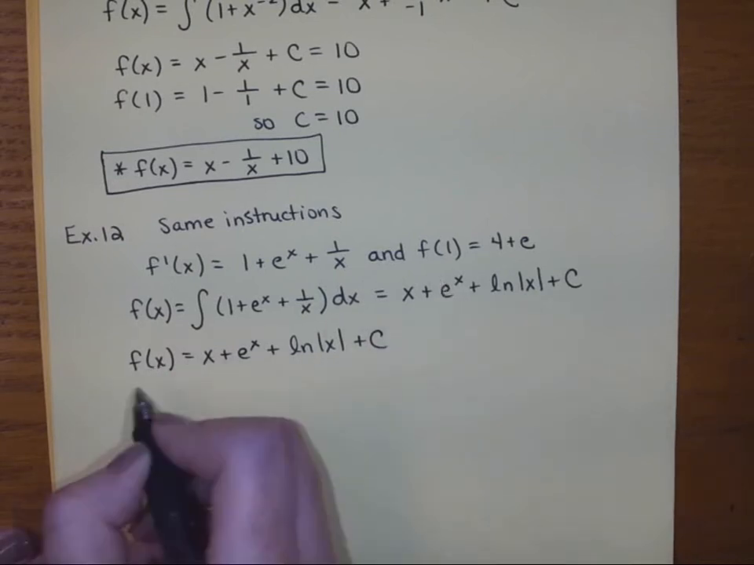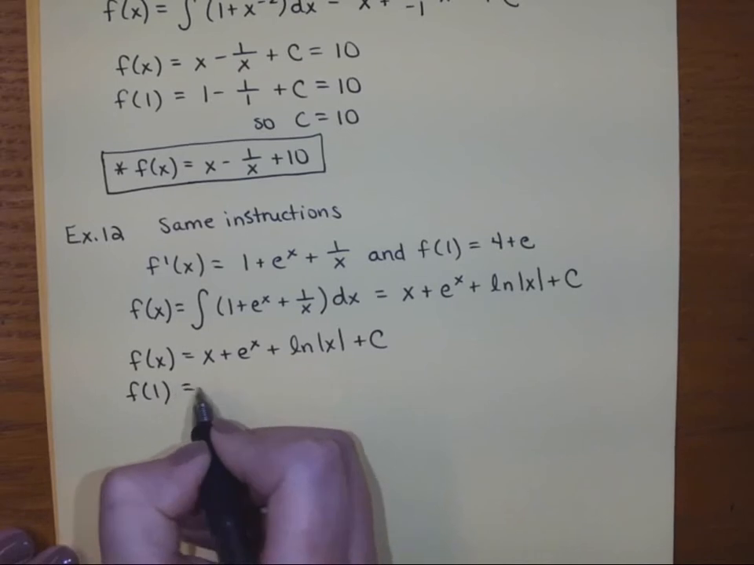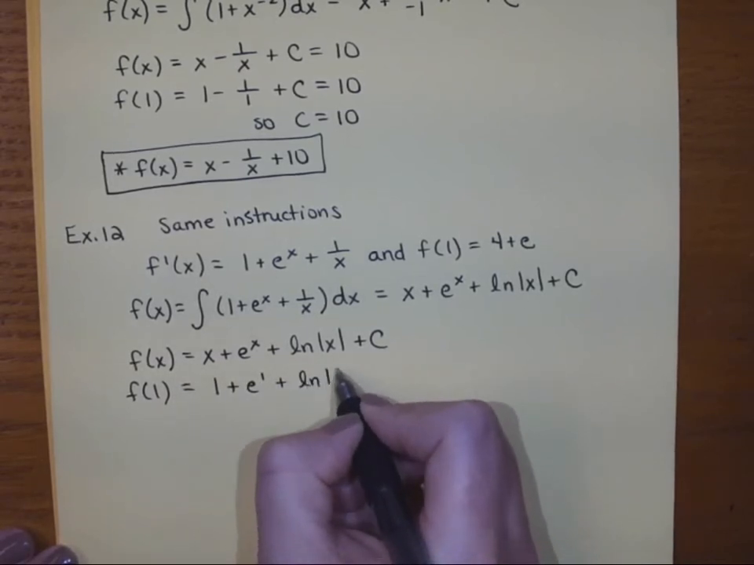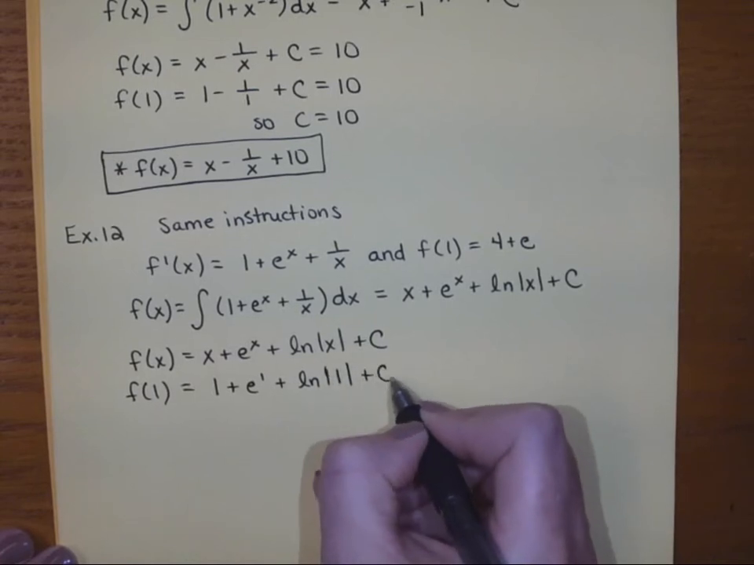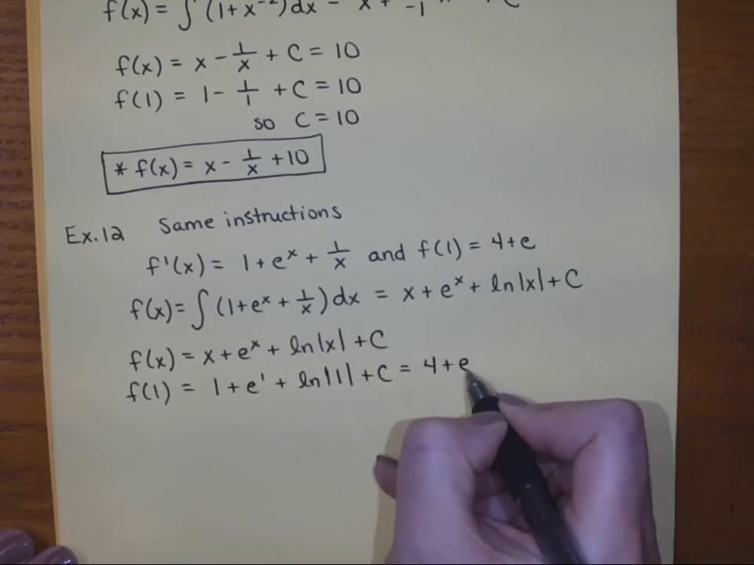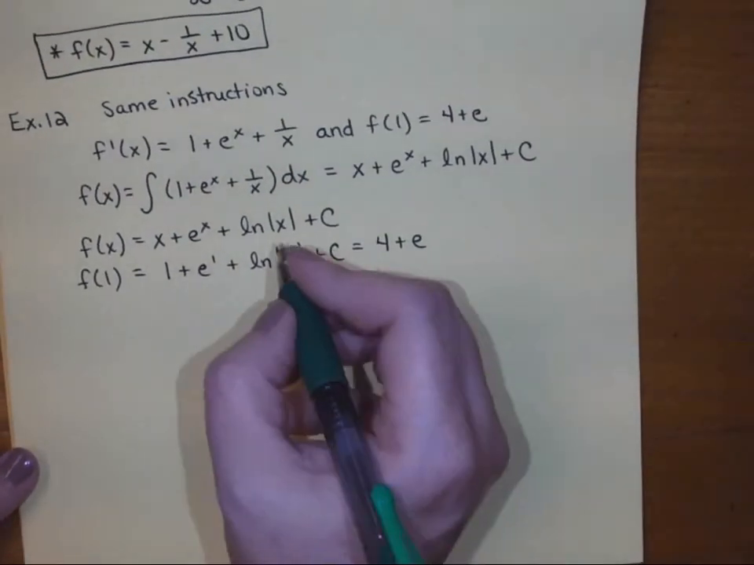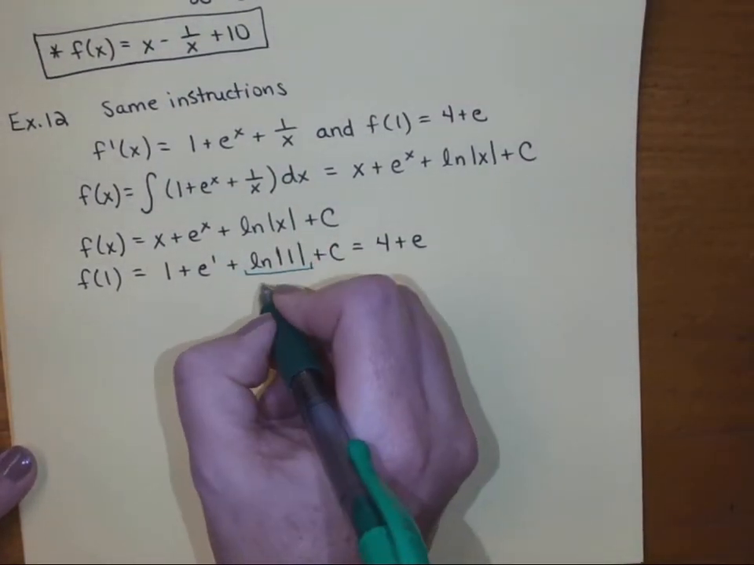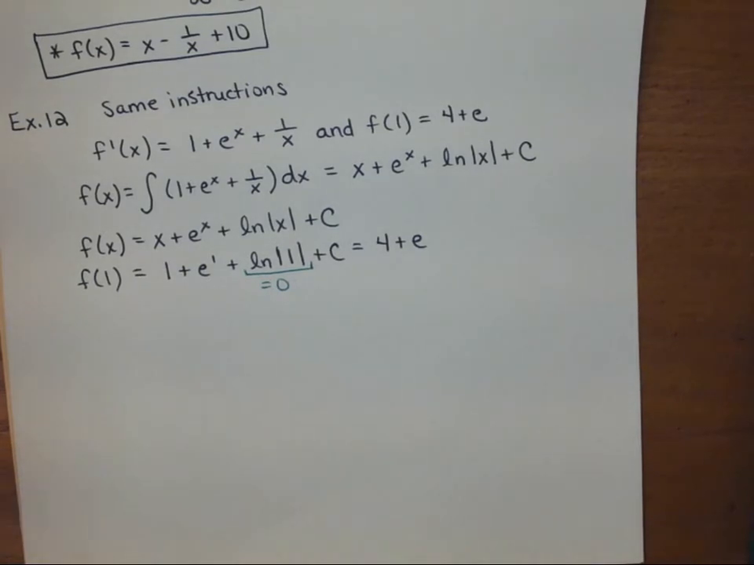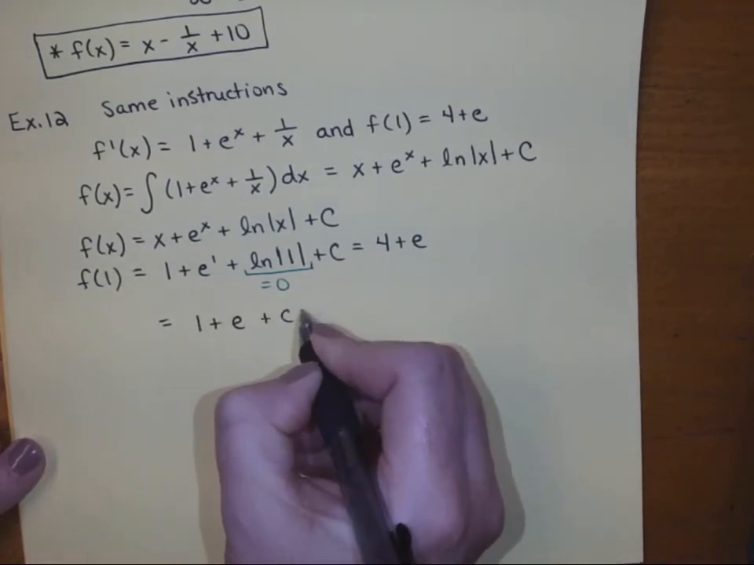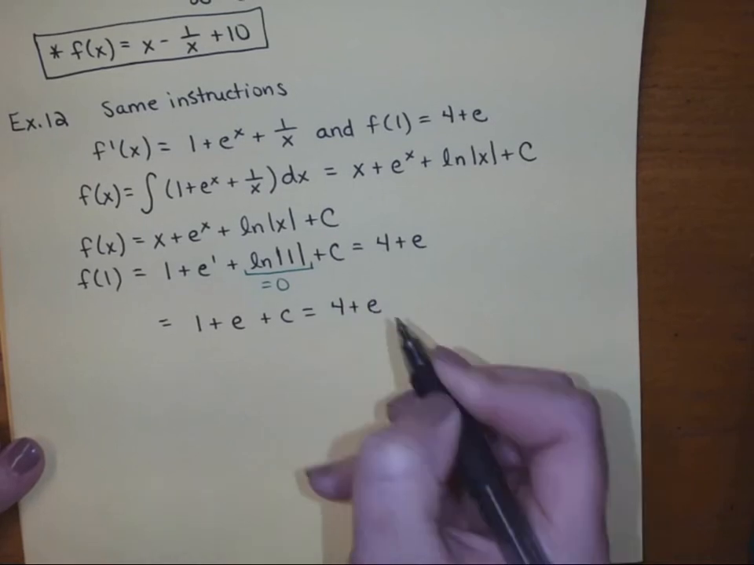So notice, up here it says if we plug in 1, notice we're going to plug in 1 everywhere there's an x, then we're supposed to get 4 plus e. Okay, so maybe use your calculator, but the natural log of 1 is just 0. You can verify that if you want to, but the natural log of 1 is 0. So you're going to get 1 plus e plus c equals 4 plus e.